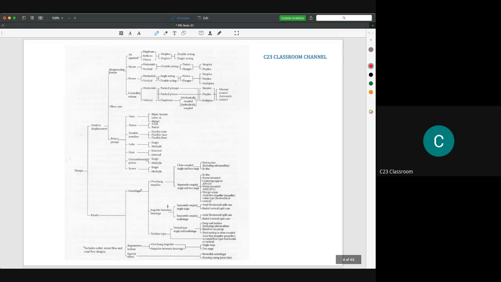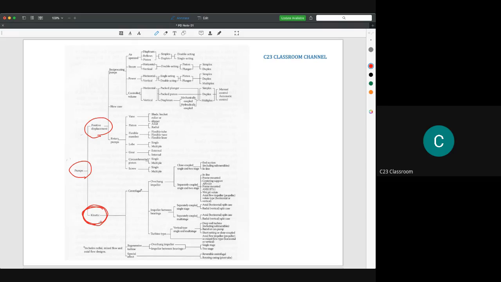Okay, so this is the overall distribution of pump types. So normally we have pumps here, and then it can be divided into two major groups, which are kinetic or rotodynamic, and positive displacement. So what is kinetic? Because the energy is transferred in terms of kinetic energy.